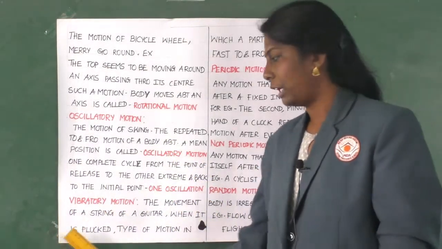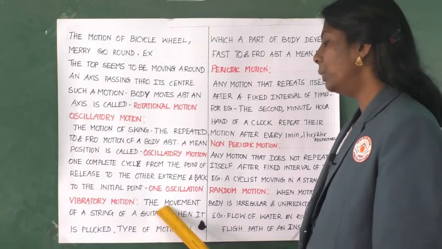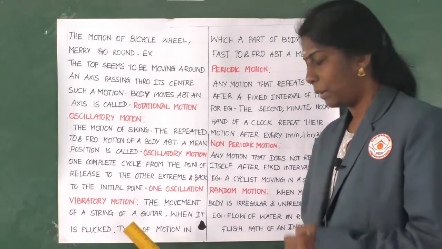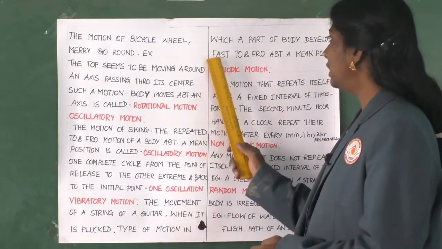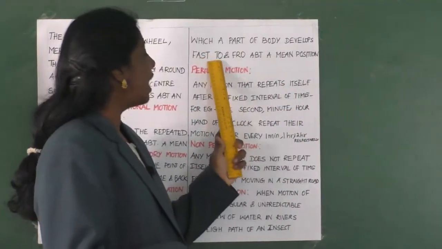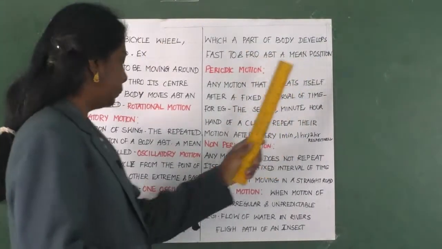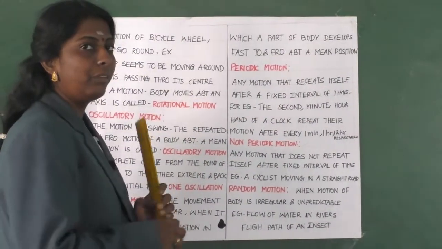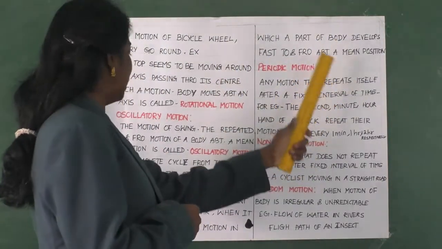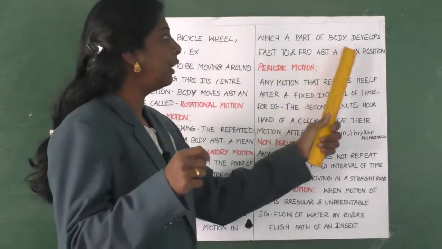Next thing is about vibratory motion. What is that? Vibratory motion. Here, for example, the movement of a string of a guitar when it is plucked. The type of motion in which a part of a body moves fast to and fro about a mean position is said to be vibratory motion. What did I say? There is a fast to and fro about a mean position.